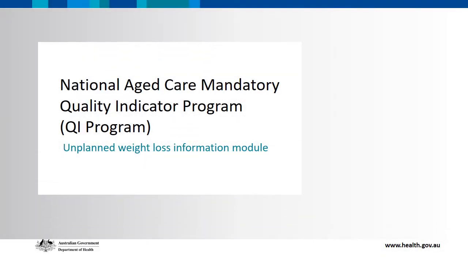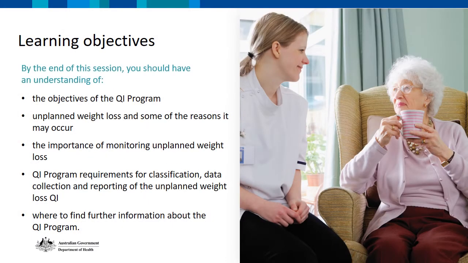Welcome to the Department of Health's online information modules for the National Aged Care Mandatory Quality Indicator Program, also known as the QI program, for residential aged care services. This module is part of a suite of resources available to help services understand and meet their obligations under the mandatory QI program. During this session, we will take a closer look at the third quality indicator, or QI, unplanned weight loss.